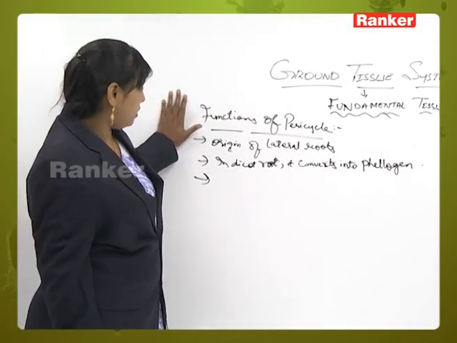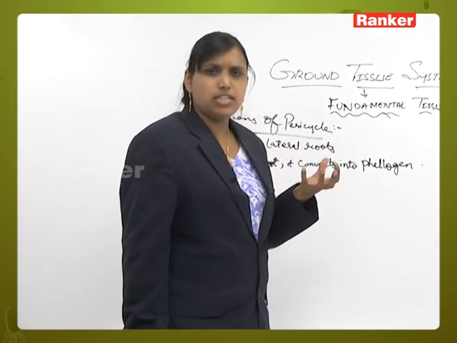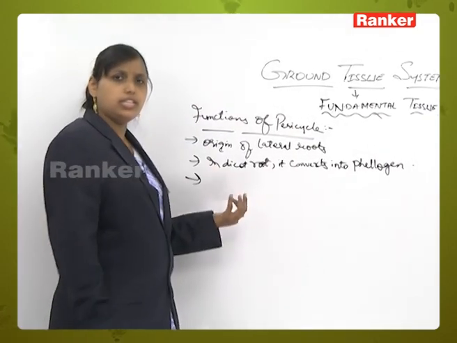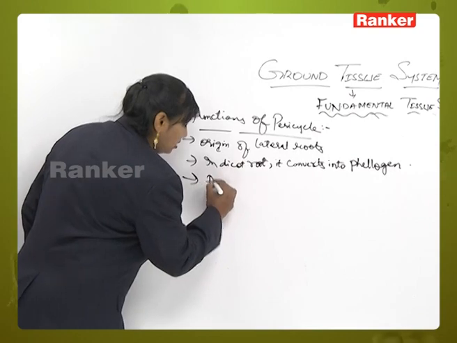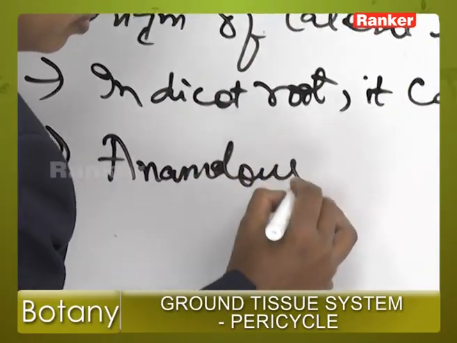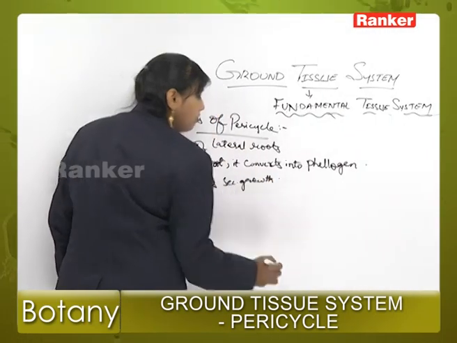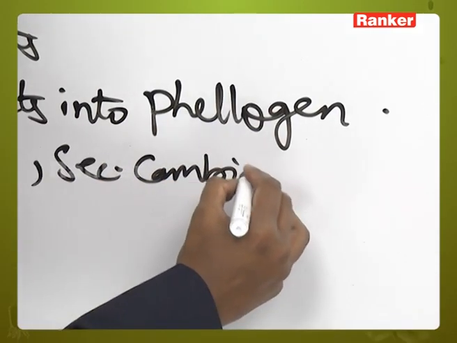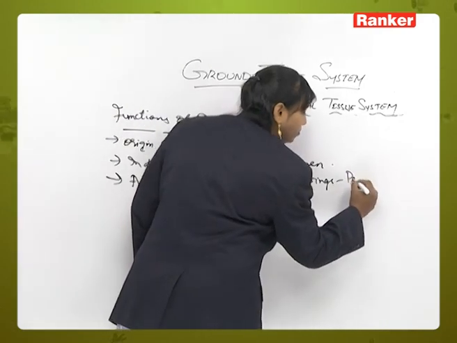In the plant parts where you will see the presence of anomalous secondary growth, we will also see the presence of secondary cambial rings. So these secondary cambial rings are also originated or formed from the pericycle. So in plants where there is anomalous secondary growth, we will see the occurrence of secondary cambial rings. These are formed from pericycle.